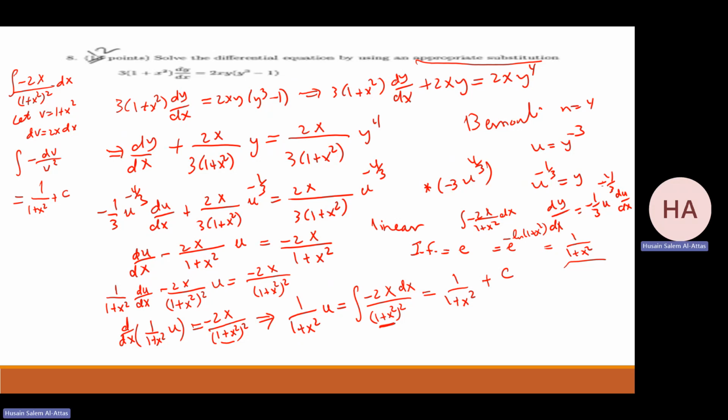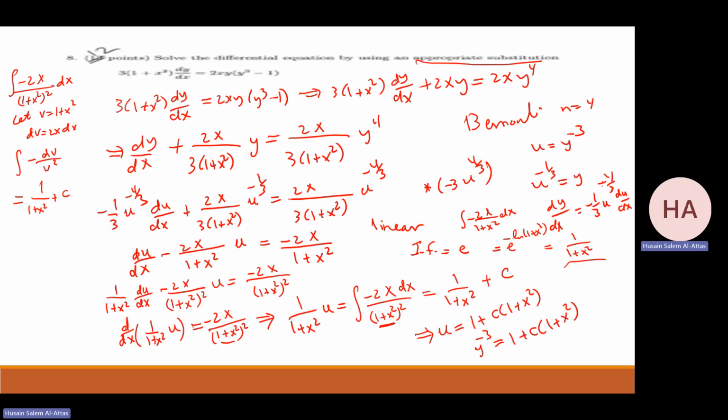So that means u is what? It will be 1 plus c, 1 plus x squared. And what is u? It's y to the minus 3. So y to the minus 3 equals 1 plus c, 1 plus x squared. Yeah, it's a little bit complicated calculation. You need to practice these integrals and those things. Let me finish with this one.